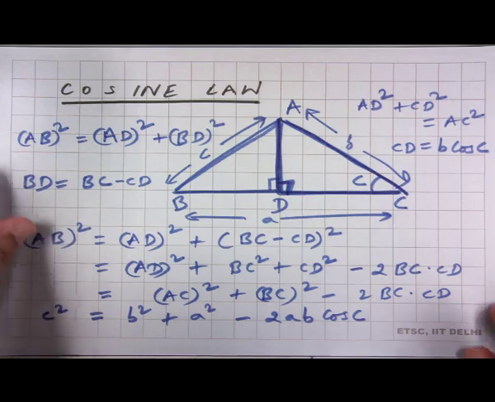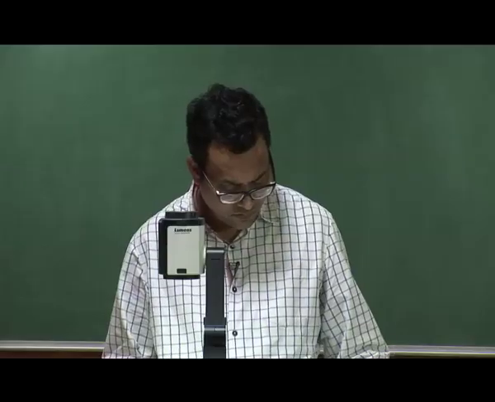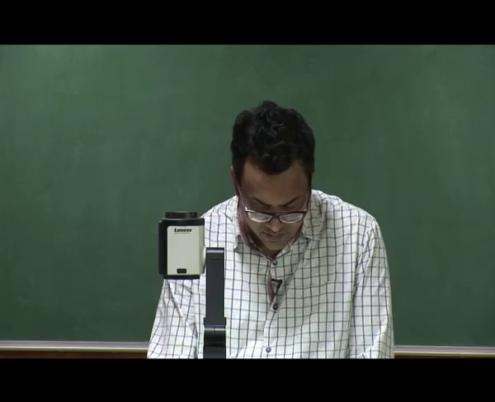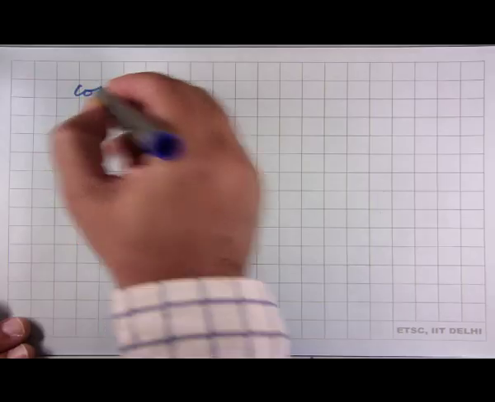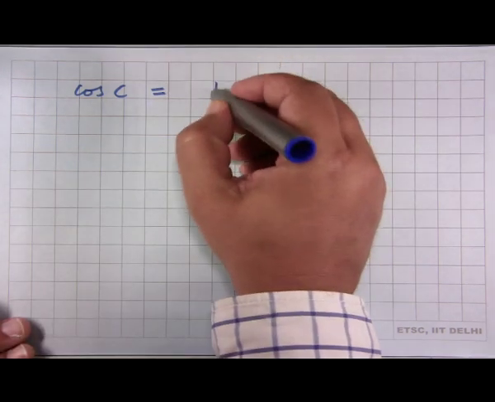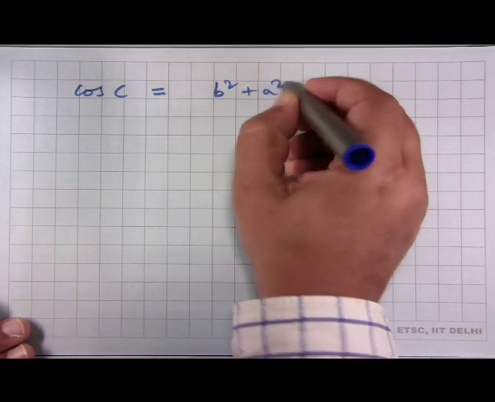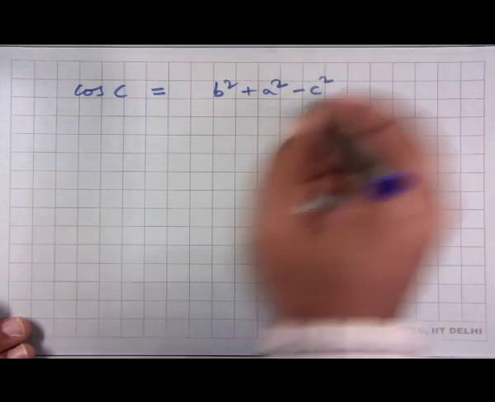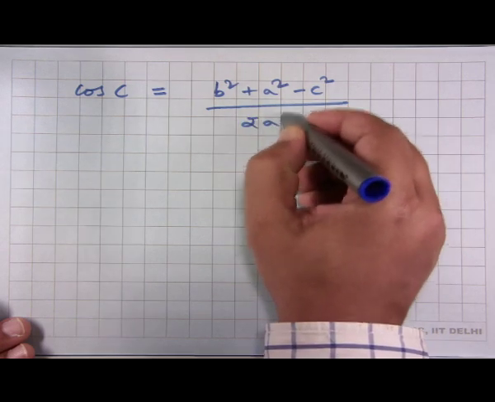And therefore, from here, we can further write that cos of the angle C is equal to B square plus A square minus C square over 2AB.